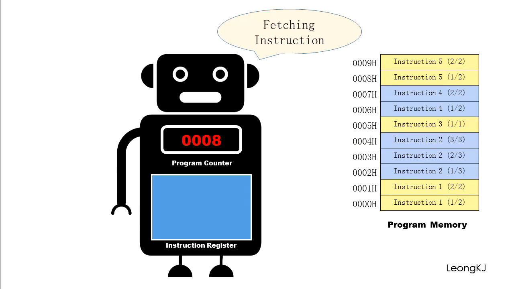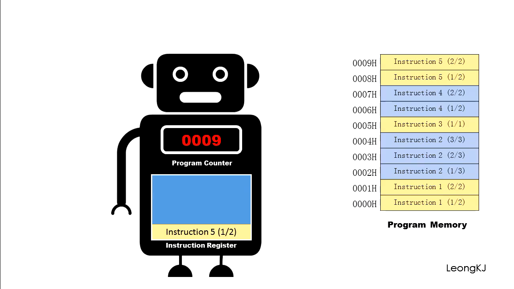The next instruction we fetch from program memory location 0008. The instruction is placed in the instruction register. The program counter is incremented by 1. The CPU goes into the decoding phase. Only half the instruction 5 is in the instruction register. Execution is not possible. The CPU goes back to the fetch cycle.